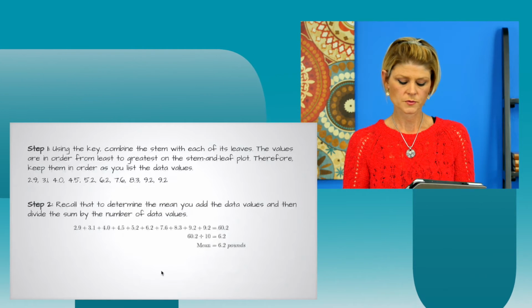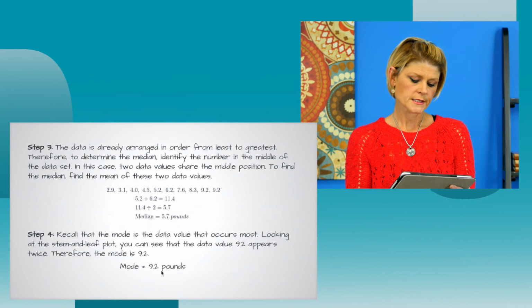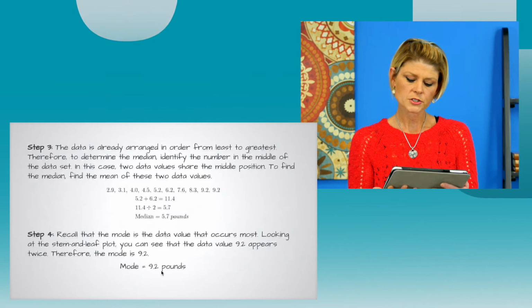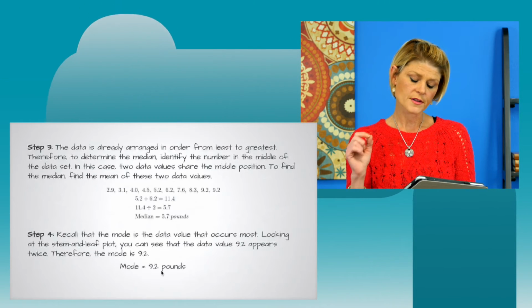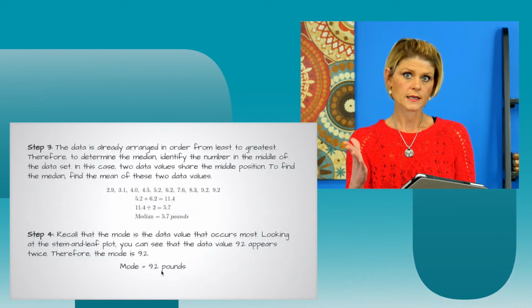So the mean is 6.2 pounds. Step 3, the data is already arranged in order from least to greatest. So to determine the median, we're going to identify the number in the middle of the data set.